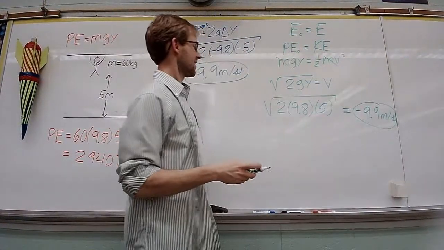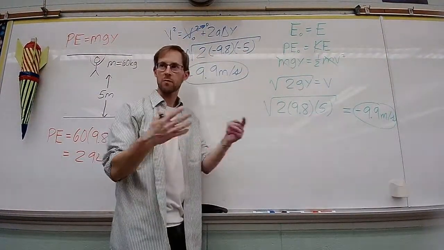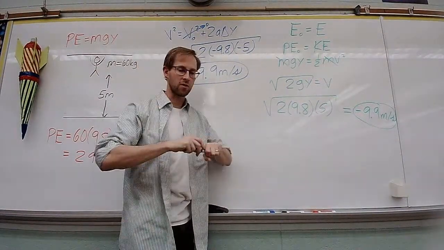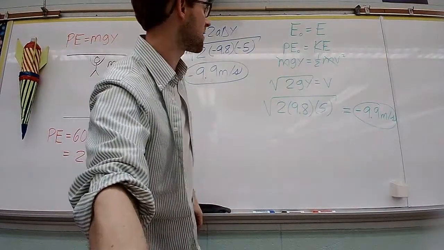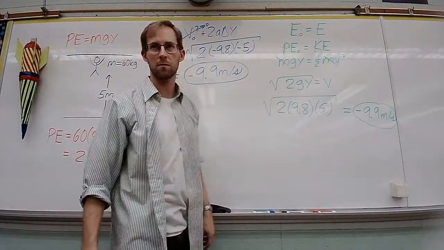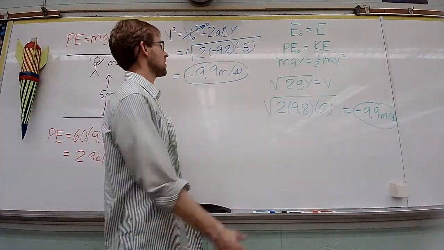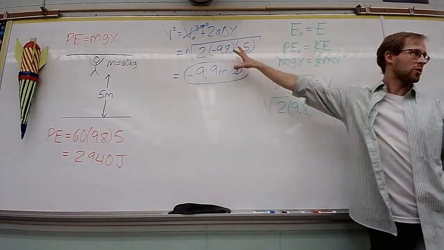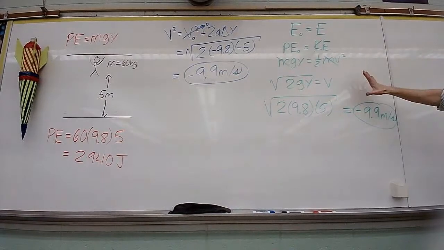And again, when you plug this into your calculator, you'll get a positive value. But because you're going down, that velocity you can just say is negative. Because if you're under the square root, it can be positive or negative. So yeah, this is just awesome. You can get the exact same answer using projectile motion as energy. Neither way is better or worse than the other.